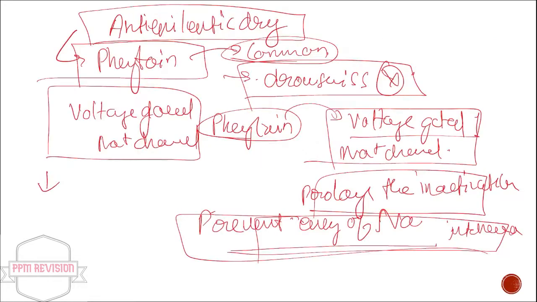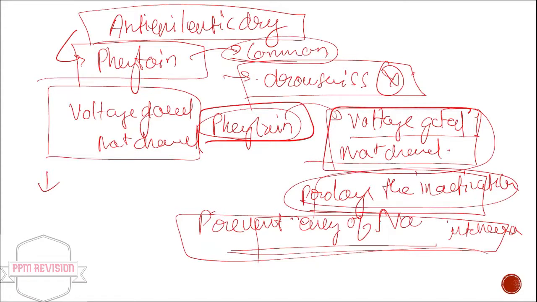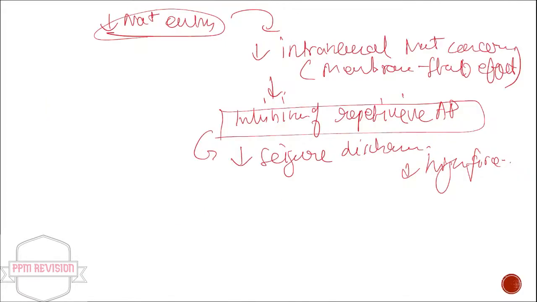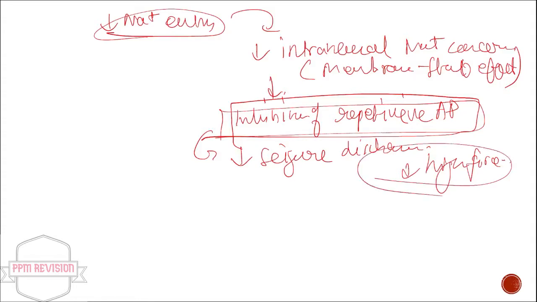So let's just recap. As mentioned, phenytoin acts on the voltage gated channel, and it prolongs the inactivation of the channel. Because of this, the sodium entry is prevented, and this ultimately results in inhibition of generation of repeated action potentials, and due to this there's inhibition of high frequency firing.